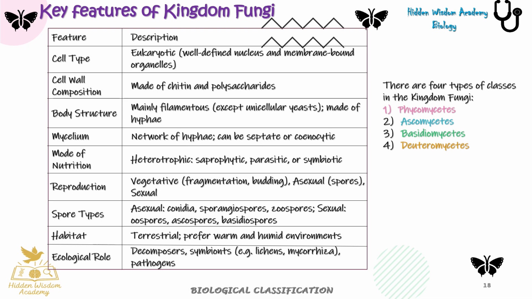Reproduction. Vegetative by fragmentation and budding. Asexual by spores and sexual. Spore types are asexual, conidia, sporangiospores, zoospores. Sexual, oospores, ascospores, basidiospores. Habitat, they are terrestrial, they prefer warm and humid environments. Ecological role, they play as decomposers, symbionts, for example lichens, mycorrhiza, and pathogens. There are 4 classes of Kingdom Fungi.